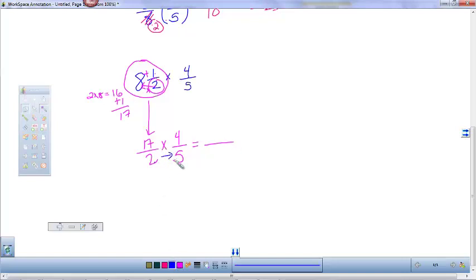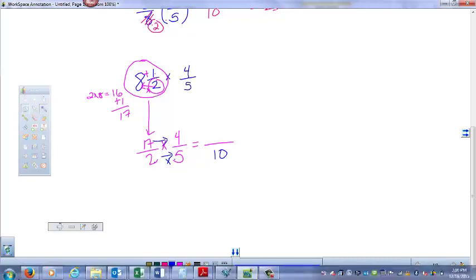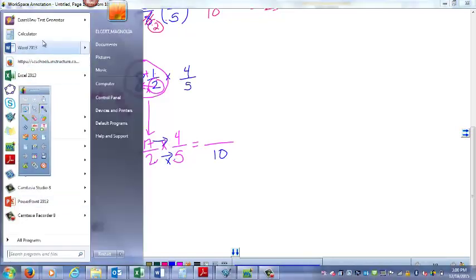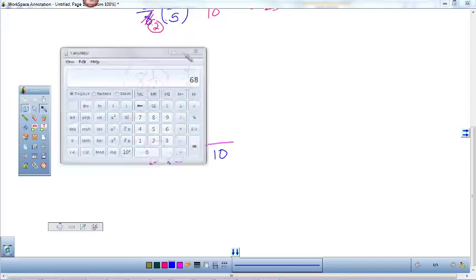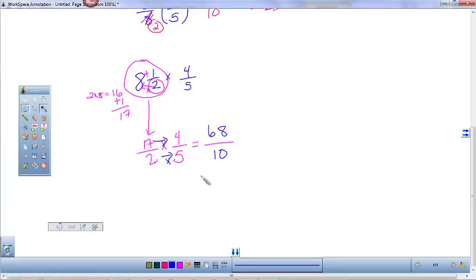So I take 2 times 5 is 10, and then I do 17 times 4. 17 times 4 is 68. And now I'm going to simplify. They're evens, so I'm going to divide by 2. I get 34. 10 divided by 2 is 5.